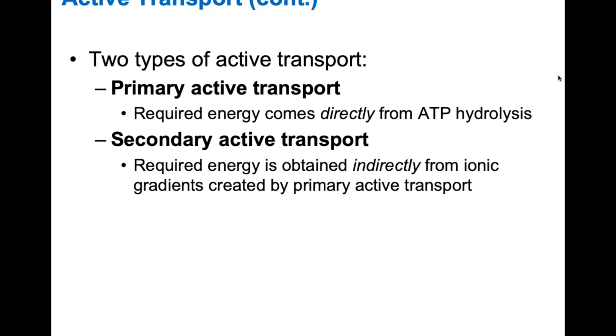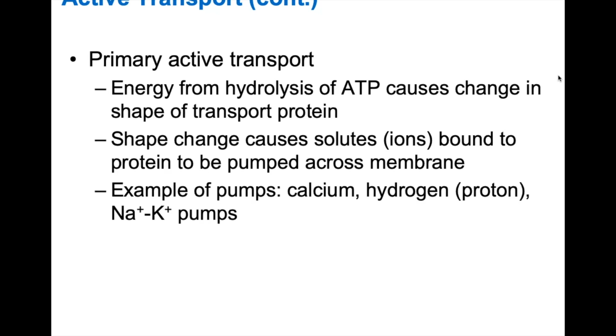We're going to talk about two types of active transport. You have primary active transport, where the energy is used directly from ATP. When you hydrolyze ATP, you cut off the terminal phosphate to create ADP. Then secondary active transport obtains its energy indirectly from the ionic gradients that are made during primary active transport. This will make more sense when we look at the pictures.